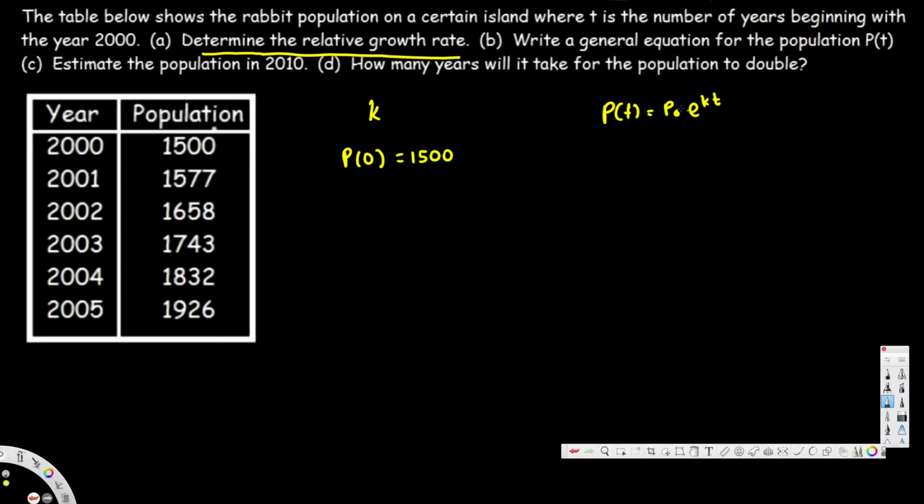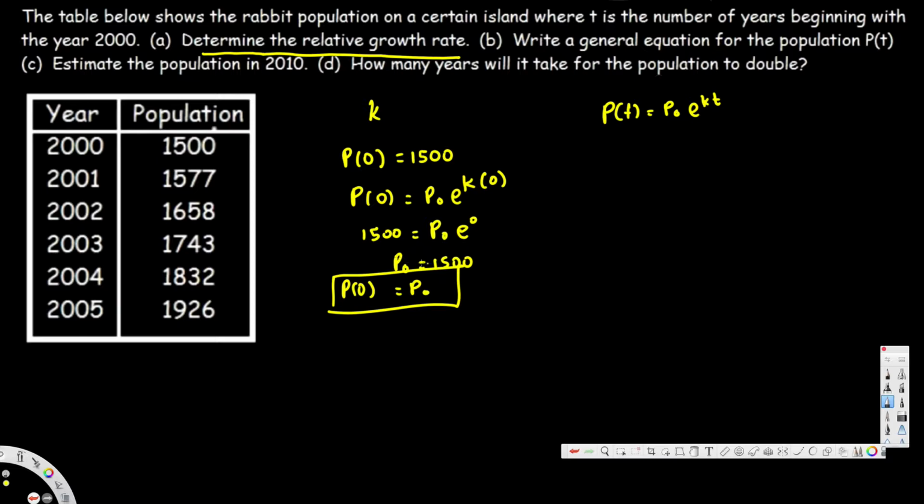If we apply this in the equation, P of 0 is equal to P naught e power k times 0. We are looking at the time 0, and P of 0 is equal to 1500. And P naught e power k times 0, that's going to be just P naught. From this we know that P naught is equal to 1500. Also we have to know that P of 0 is always going to be P naught. So this is what we know, and P naught is 1500. Now using that, we can calculate this k.